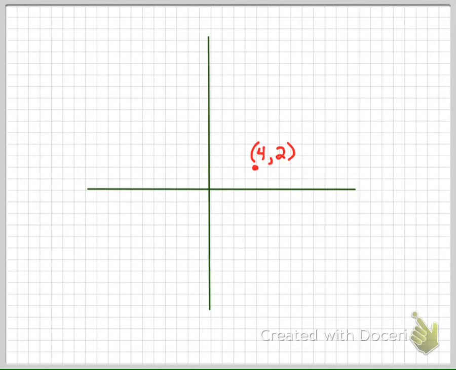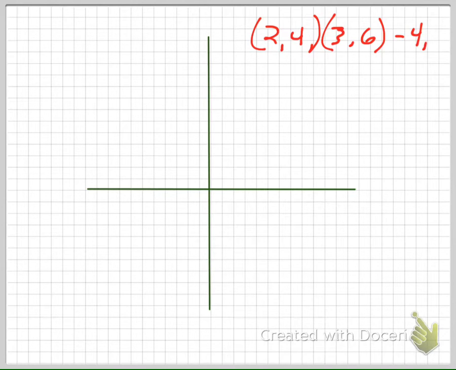If we have a bunch of ordered pairs, a set of them is called a relation. Okay? So if I was to go up here and give you the points 2, 4, 3, 6, -4, -2, these three points make up a relation. Does that make sense? They are a relation. All right.